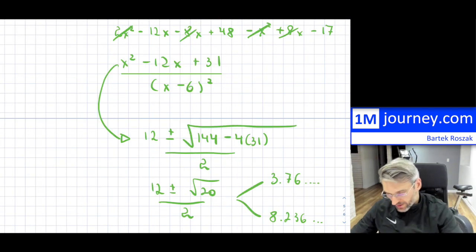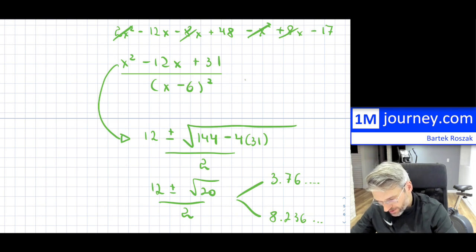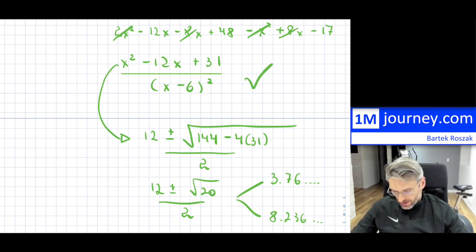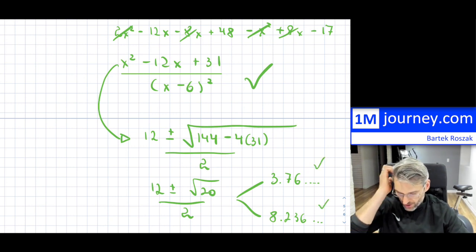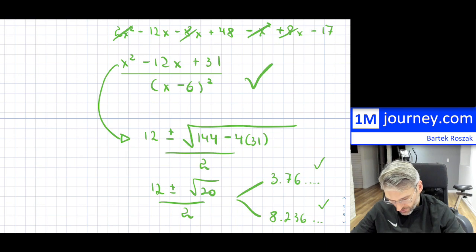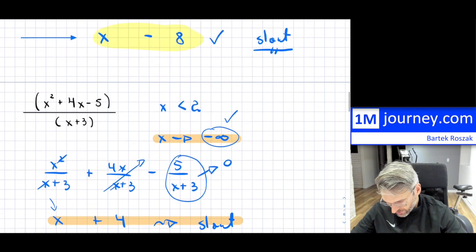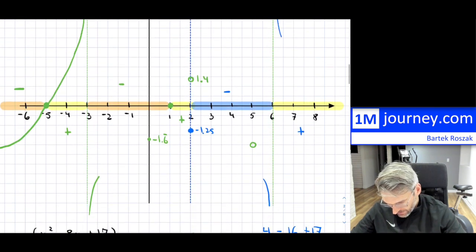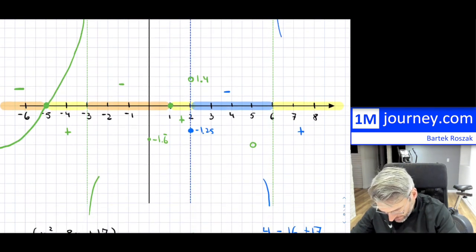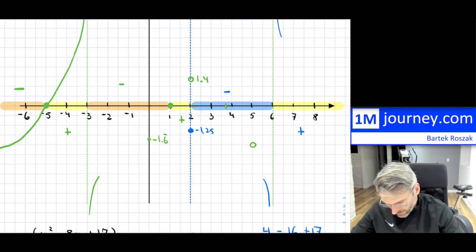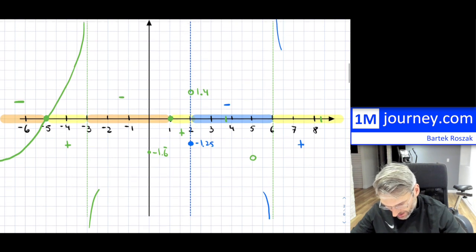All right, so there we have it. It's a little bit of work here. So here's the derivative, and here it actually does have two places where our derivative is equal to 0: 3.76 and 8.2 something. So let me go back. 3.76 is going to be somewhere over here, and then 8.2 something is somewhere over here.